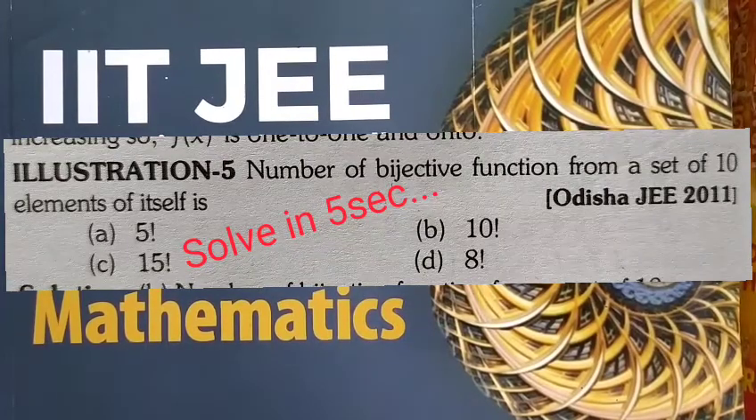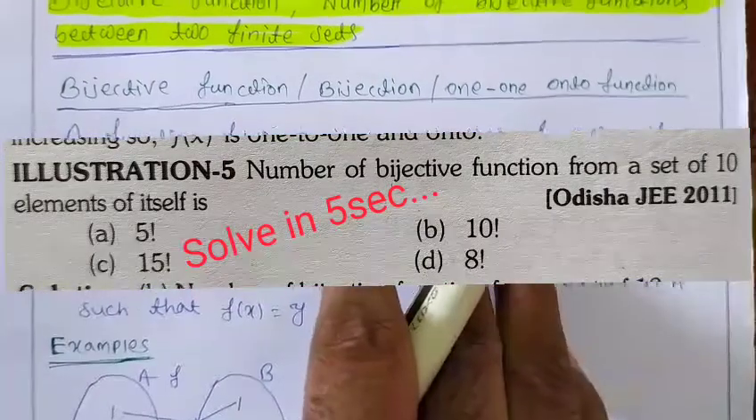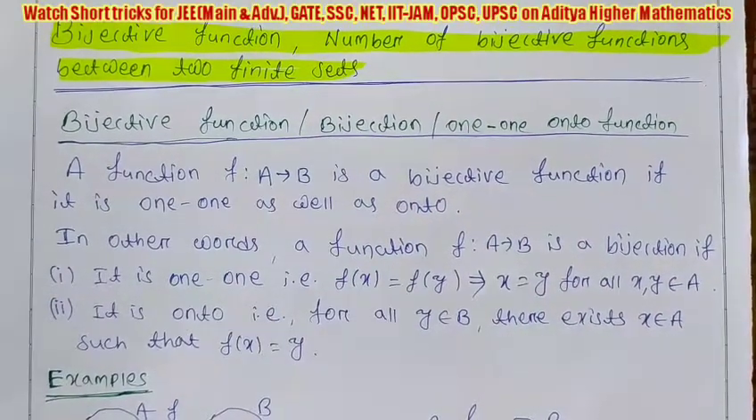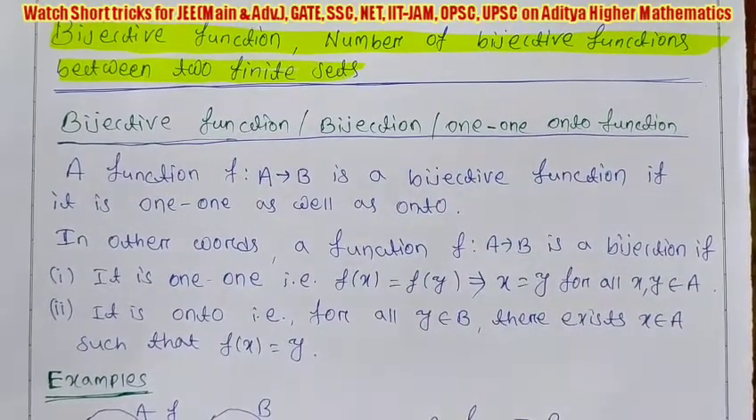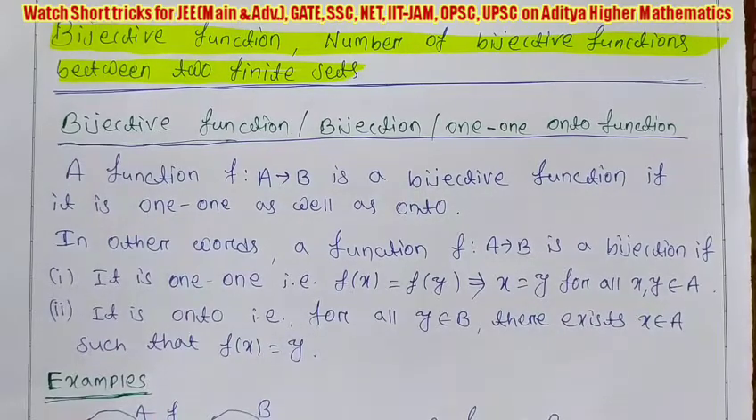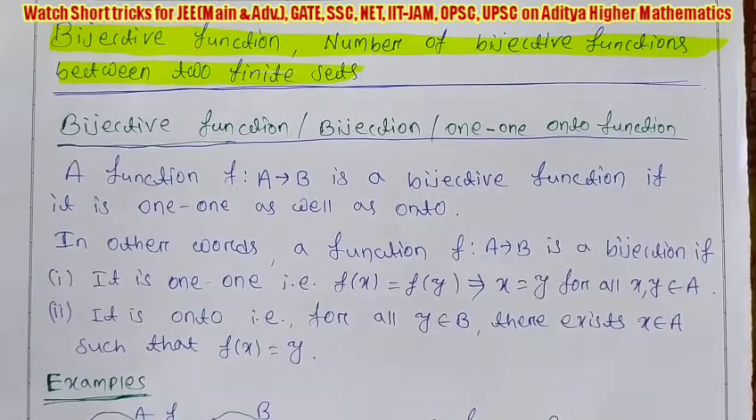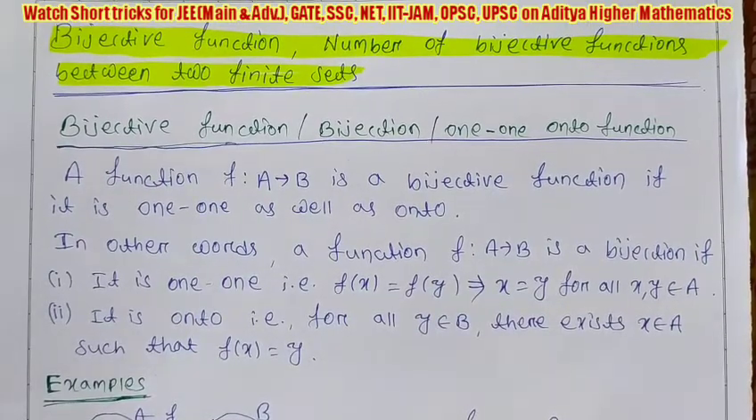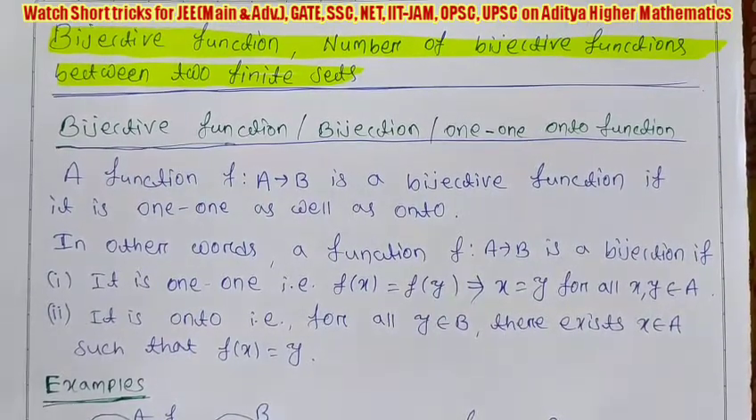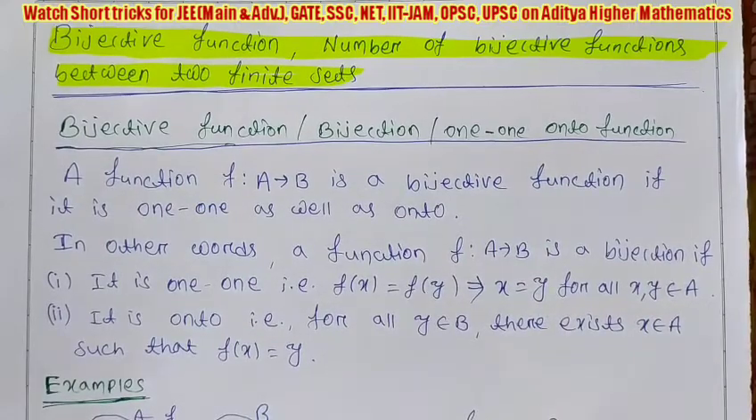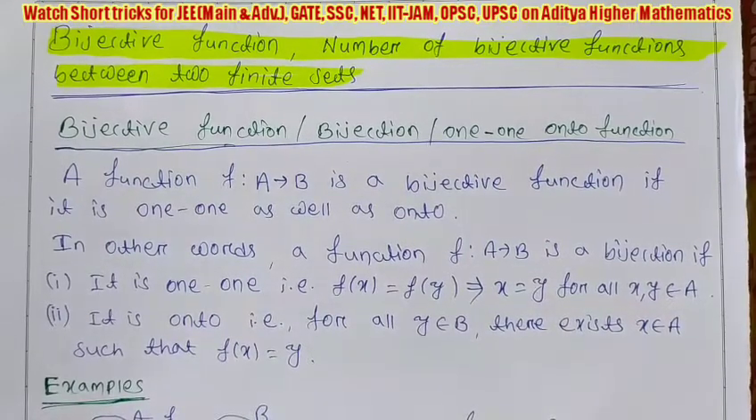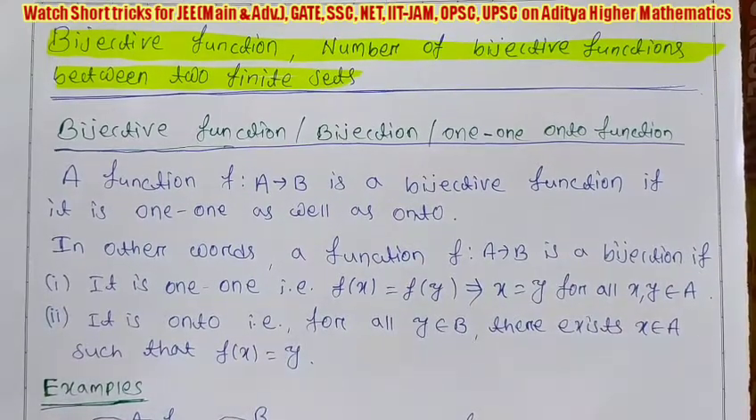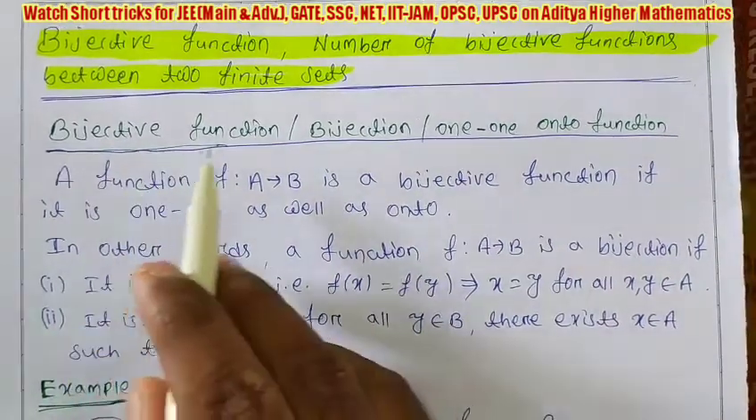So now we will discuss the topic. So today's topic is bijective function and how to find out the number of bijective functions between two finite sets using shortcut methods within 5 seconds. And that shortcut trick will be helpful to solve such type of questions in all entrance and competitive examinations. So first we will discuss what is the bijective function.